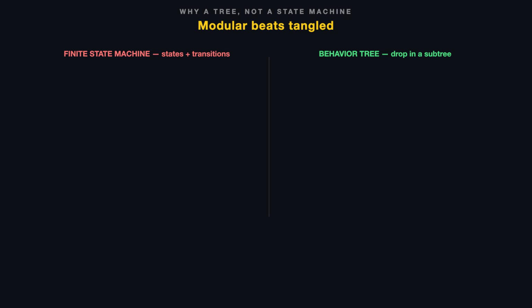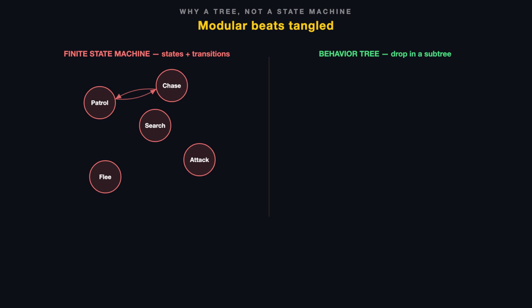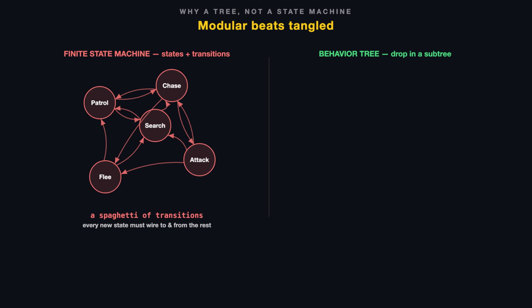Why a tree, and not a state machine? Both can drive this guard. A finite state machine is states plus transitions: patrol, chase, attack, with arrows between them. With 3 states, it is fine. But every new state has to wire transitions to and from the others. 10 states can need dozens of arrows. It becomes a spaghetti of transitions.